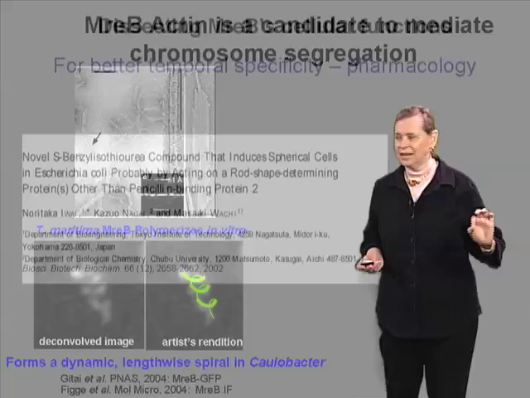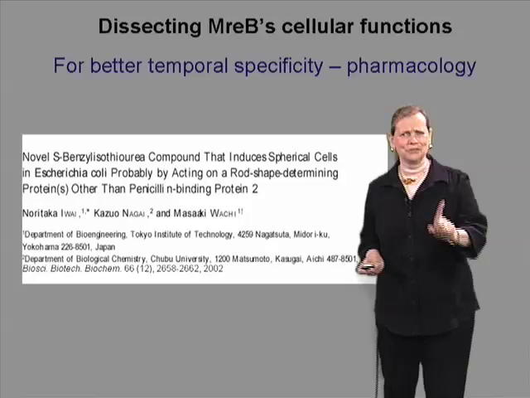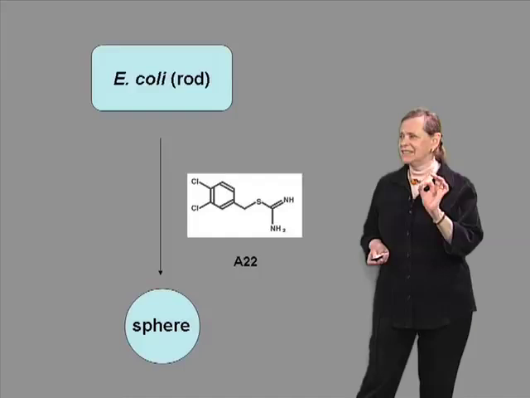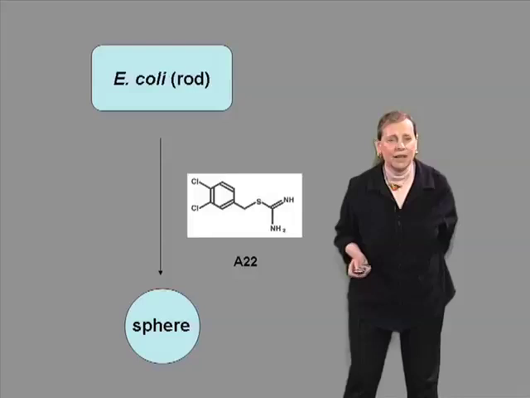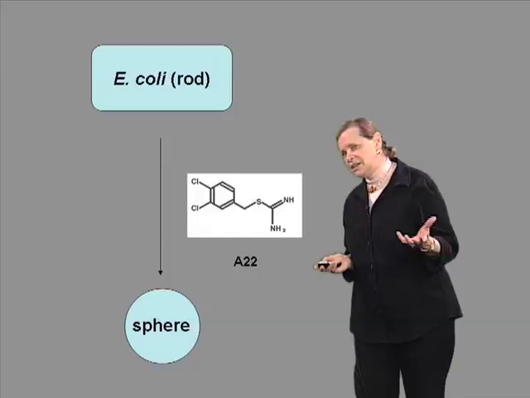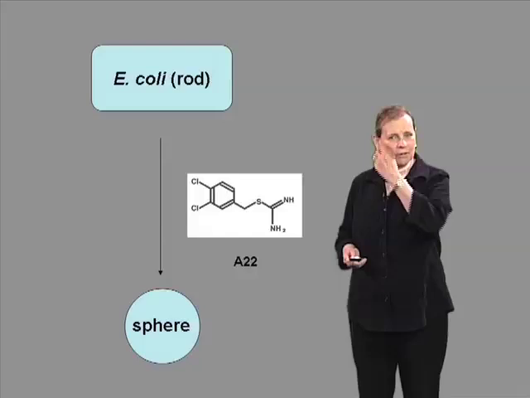So what we did was first of all, we read the literature and found that a group of people led by Dr. Wachi in Japan had discovered a small compound, we'll call it A22, that when applied to E. coli, which is usually a rod, causes it to form a sphere. Now, Wachi didn't know how this compound worked, but since we know that if you make a mutation in MreB, in that actin, you get cells to ball up and form a sphere, we figured, well, let's collaborate with him and try to find out how this works.